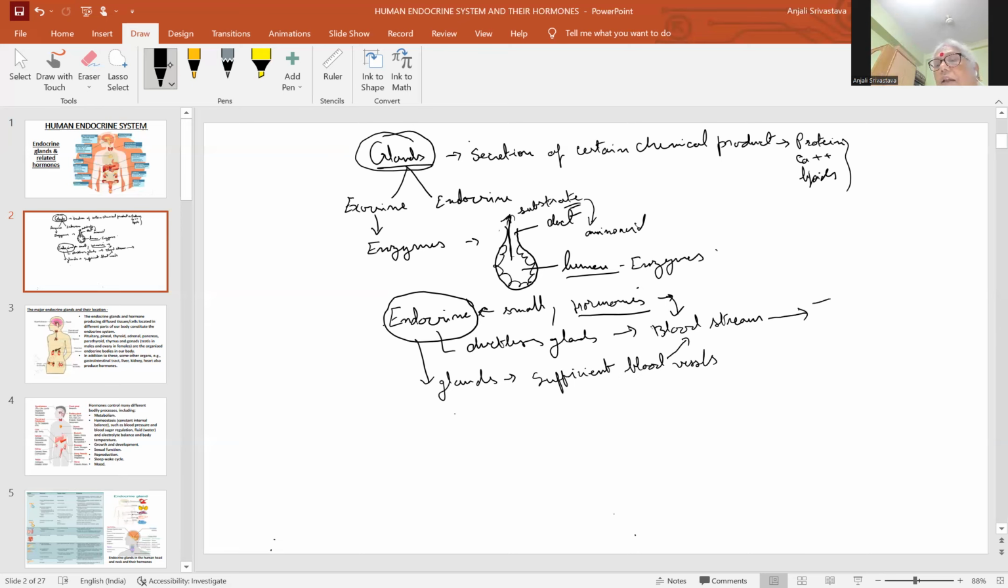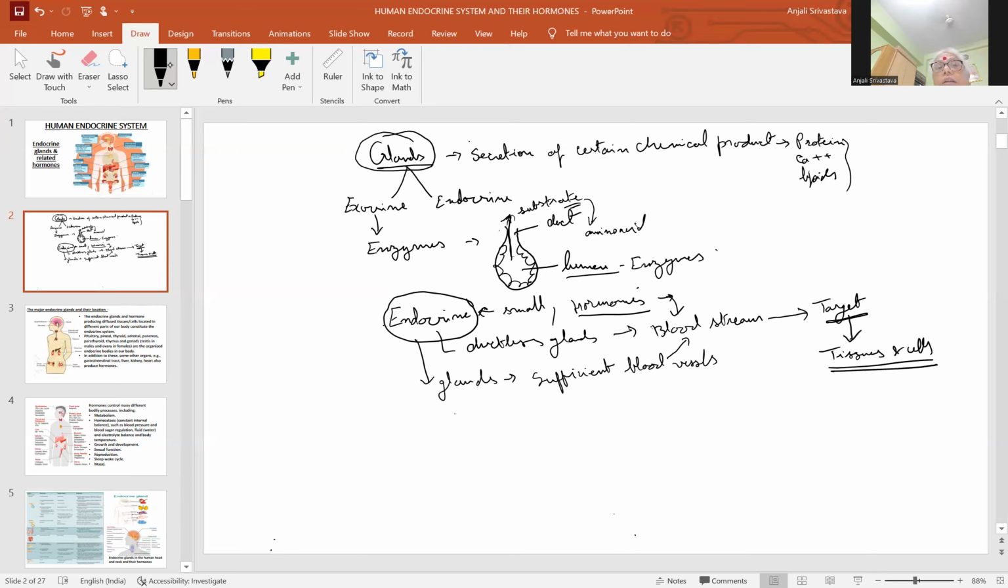They reach the target. We have seen that the enzymes of exocrine glands act on a substrate, whereas the targets of endocrine glands are usually tissues and cells. That is, their function is more minute.